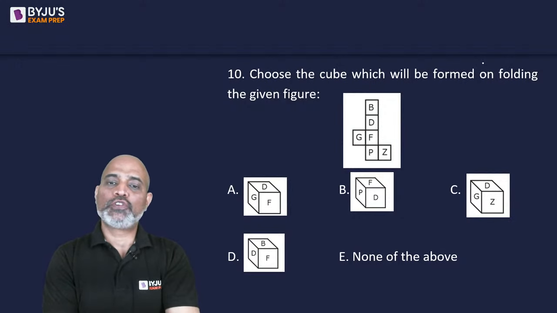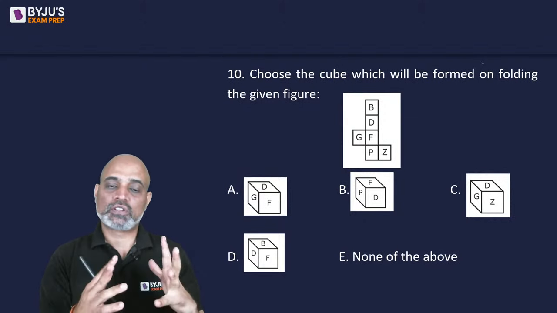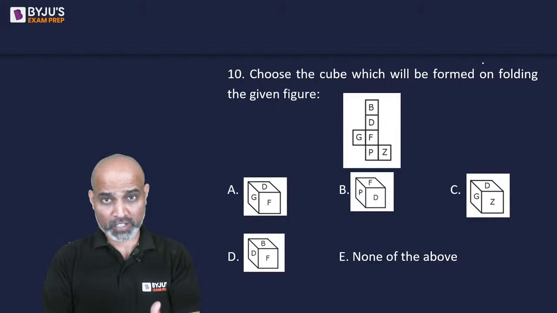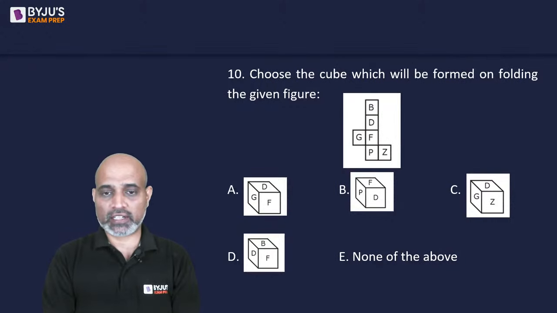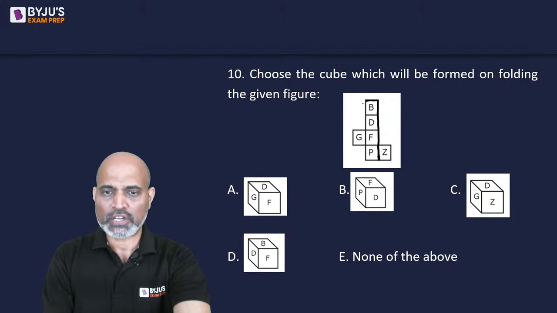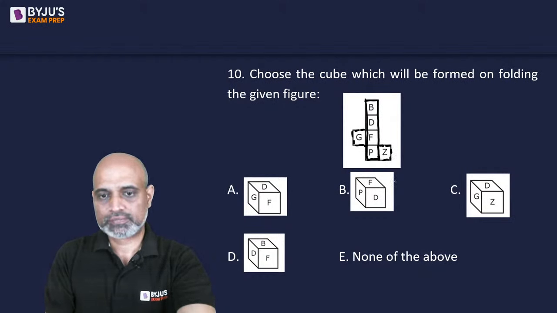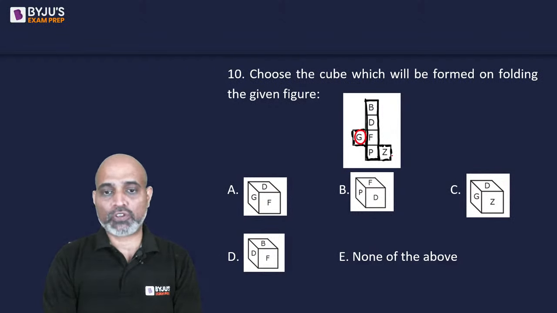So, choose the cube which will be formed on folding the figure given. Getting a 3-dimensional cube out of a piece of paper which is 2-dimensional. When you have figures like this, remember, this particular shape is the backbone. We call it the backbone of the dice. And these two are called flaps. Do you know flaps? Flaps and the backbone. So remember that the flaps are always opposite to each other.